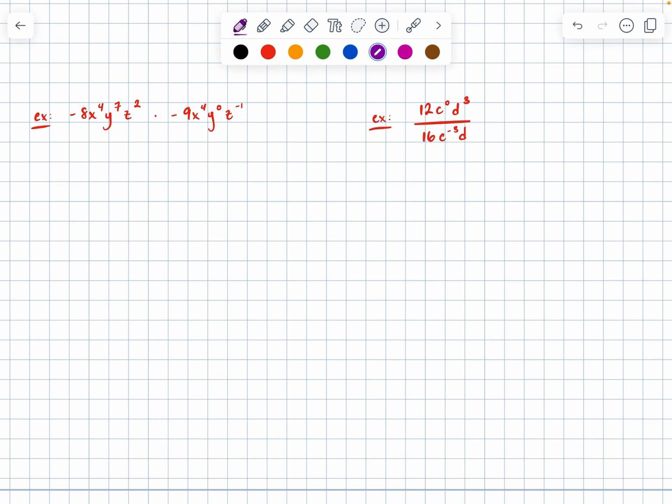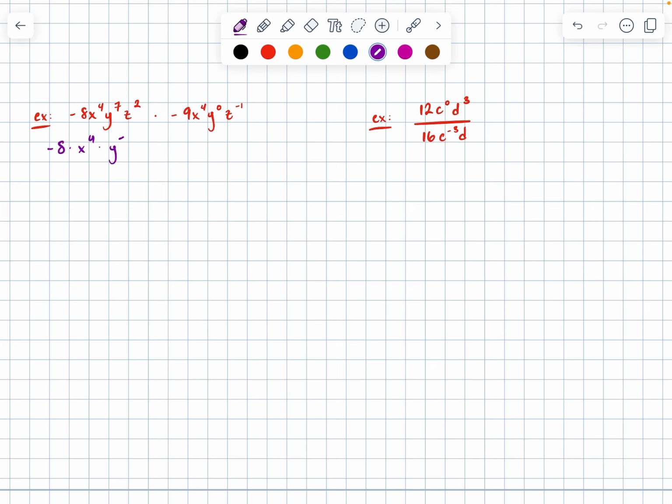Let's take these two examples. Negative 8x to the 4th, y to the 7th, z squared times negative 9, x to the 4th, y to the 0, z to the negative 1st. Again, we've got some more variables here, but that doesn't mean that it's more challenging. It's just a little bit more complicated. When in doubt, split it up, break it down.